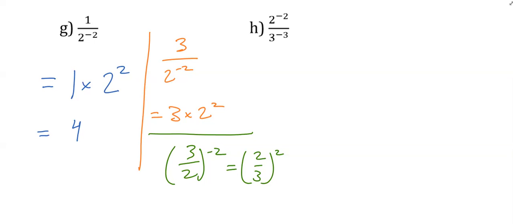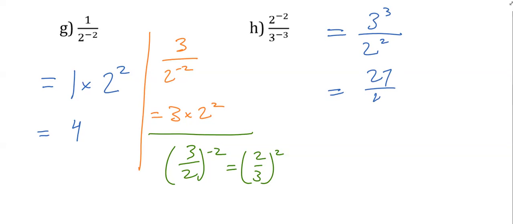Sorry. So what's happening in this one? I've got a numerator with a negative exponent and a denominator with a negative exponent. So both are going to flip. The 2 is going to flip to the bottom, and the 3 is going to flip to the top. So I get 3 to the positive 3 over 2 to the positive 2. They both had negative exponents, so they both flip. They had different exponents. 3 to the 3 is 27. 3 times 3 is 9, times 3 again is 27. And 2 squared, we already did that one. It's 4.